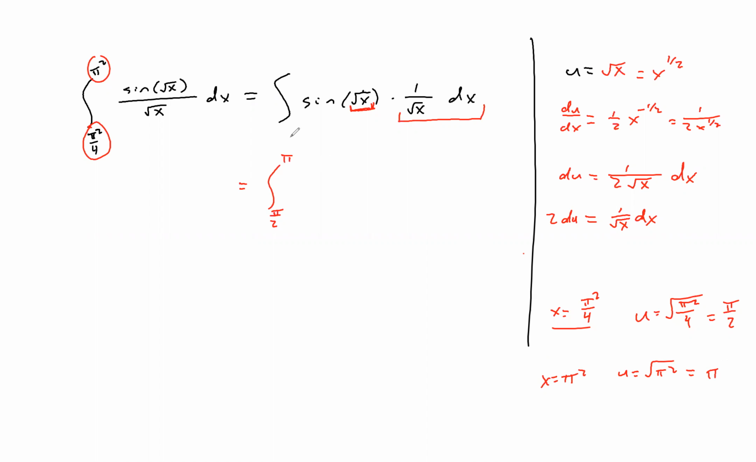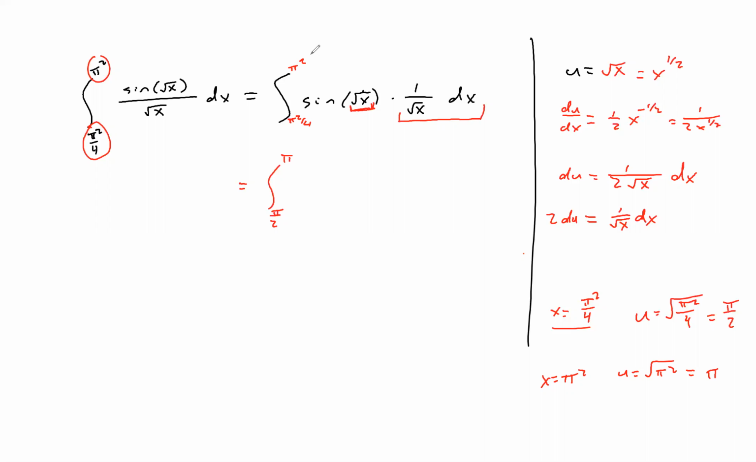And I'm also realizing I forgot to write the bounds on this integral here. Here I still have x's, right? If I still have x's, then I still have my x values for my bounds. That was pi squared over 4 and pi squared. All right, forgot to write those down.